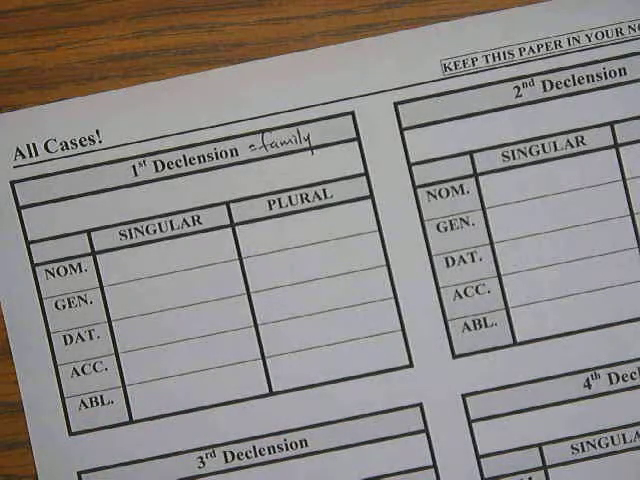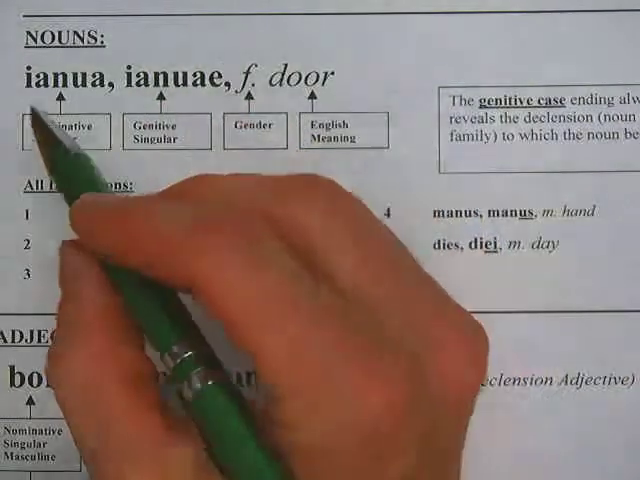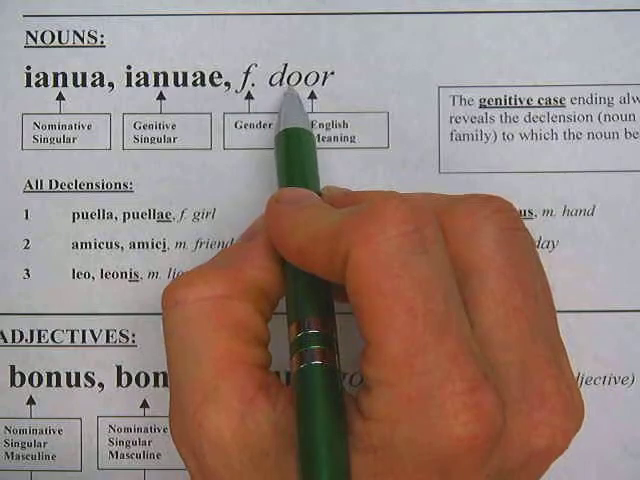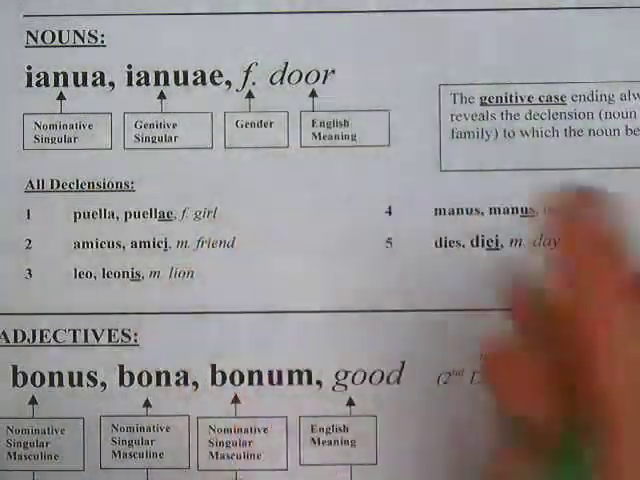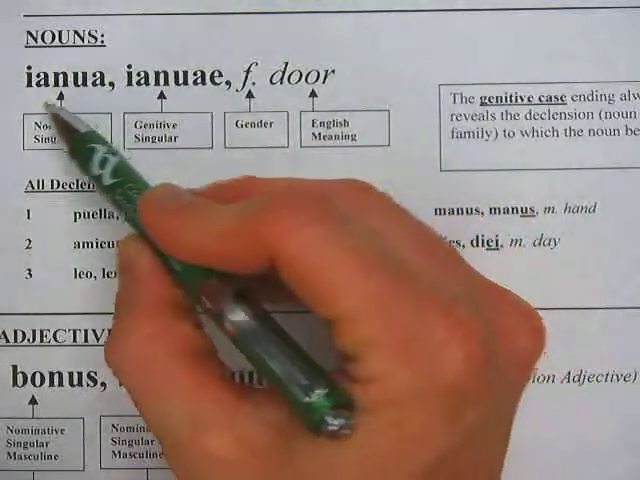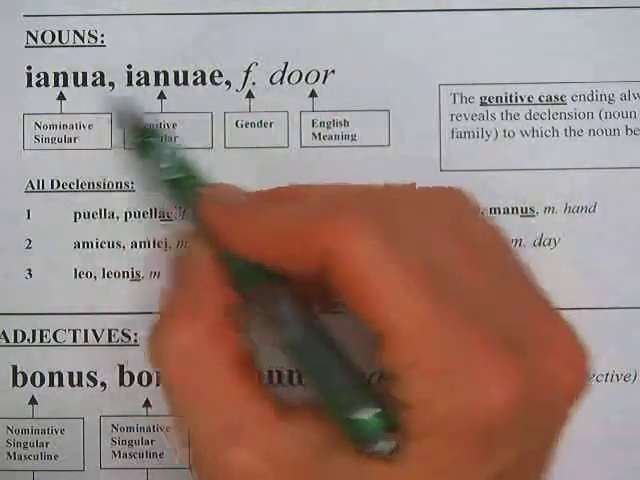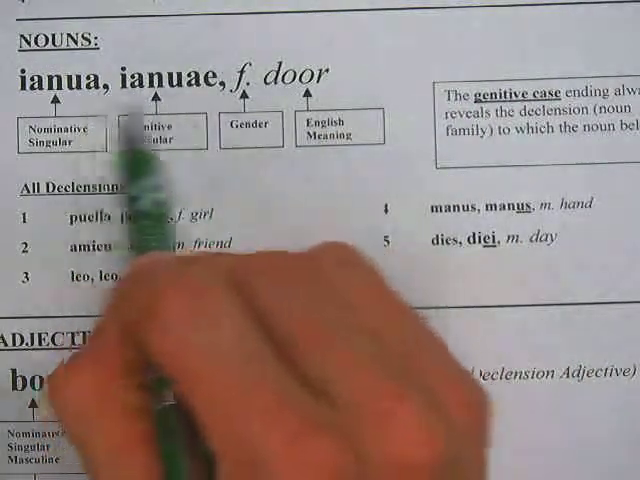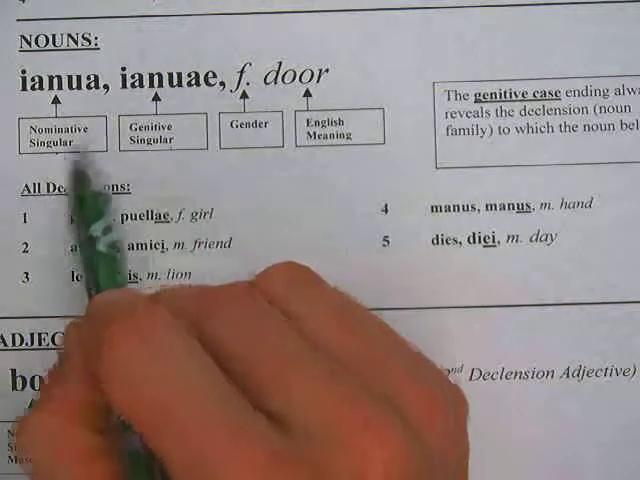Before we talk about the specifics of the first declension, we are going to take a look at the dictionary entry of nouns. In Latin dictionaries, nouns are written the same way, and this is a convention that has been established. You should be on this paper with me here. So this word ianua, ianuae, feminine, door, is a first declension noun. And they give you two forms of the Latin word here. They give you the nominative singular and they give you the genitive singular.